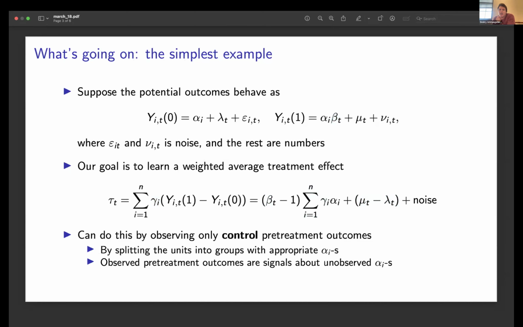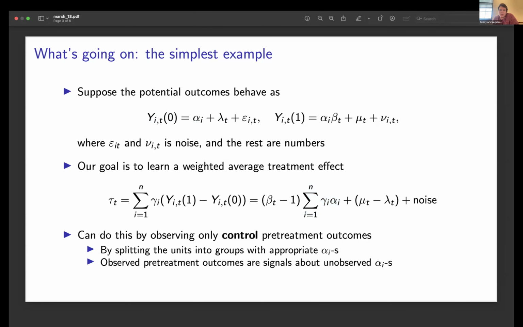Okay, so when we're trying to come up with the right split, our goal fundamentally is to match this average, so that when we estimate later, we get the right answer. And the beauty of this setup is that you can do this by observing only control pretreatment outcomes. This is something that is kind of key: it's important that you can do this only by looking at these outcomes, right?